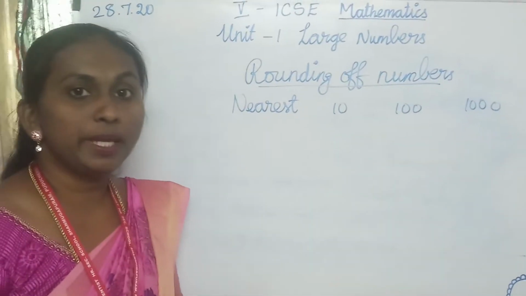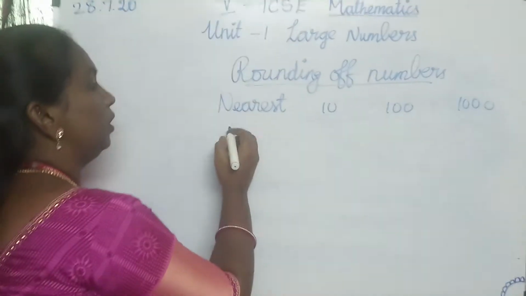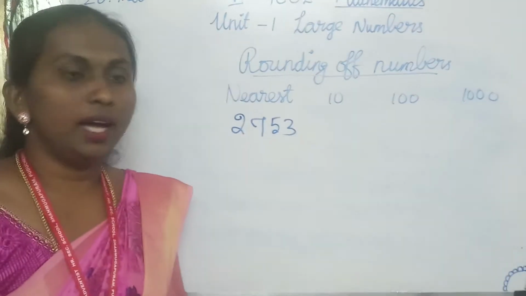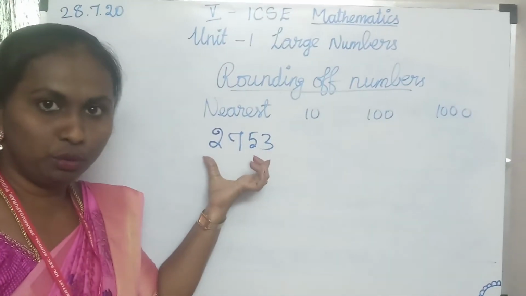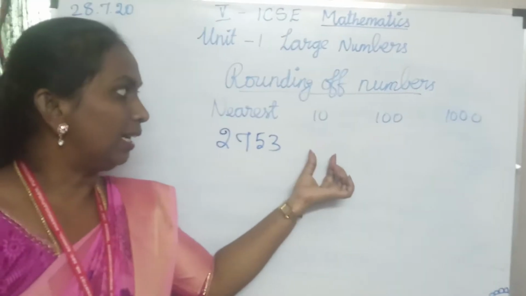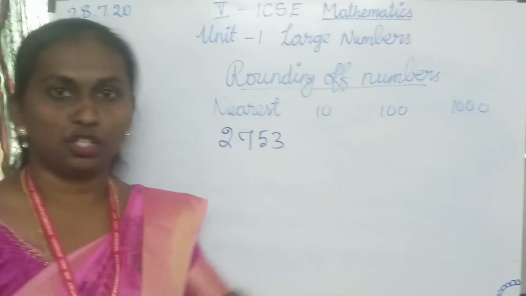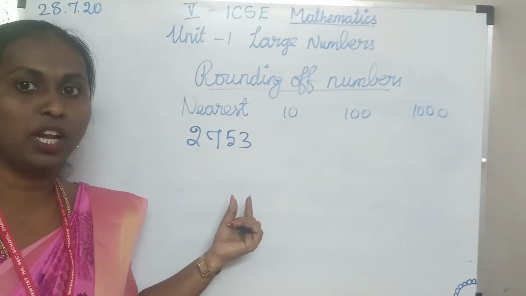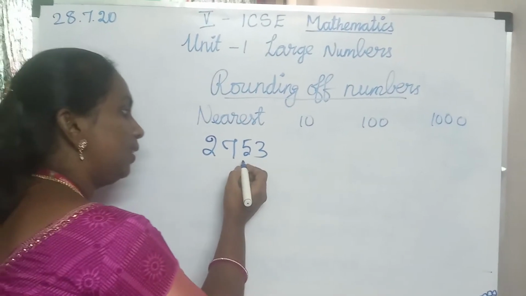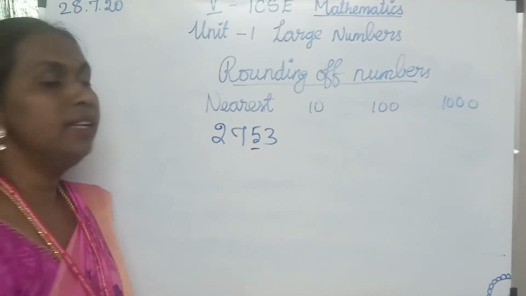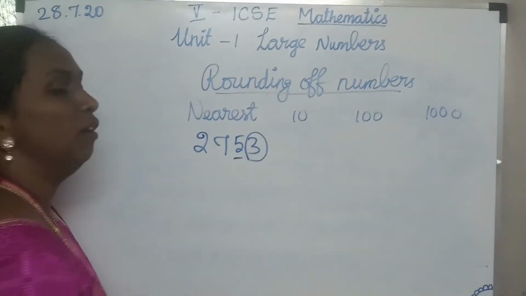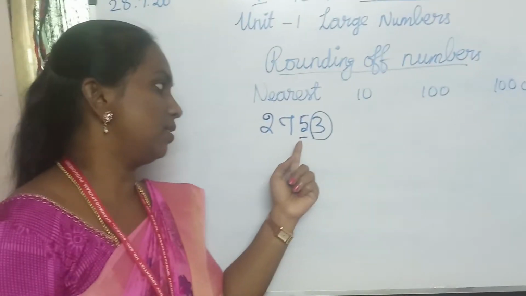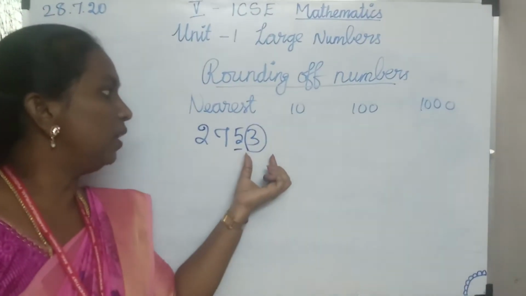So first thing, let me take a number for an example. 2753. So I took this number. I'm going to do this number nearest to 10, nearest to 100 as well as nearest to 1000. So children, first I wanted to change the place value of a 10. So underline the place value of a 10 and circle the place value of a ones. Why? Because we are going to see this number, then we are going to change this number. So ones place number we have a 3.